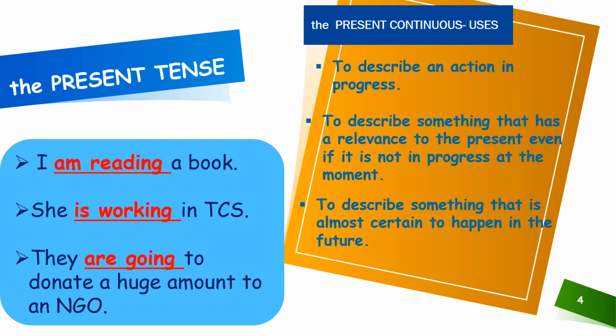For example, the action which is in progress right now: I'm reading a book. So that is continuing in the present. It hasn't finished. You haven't finished reading the book. You are still reading it. So that is the continuous tense.